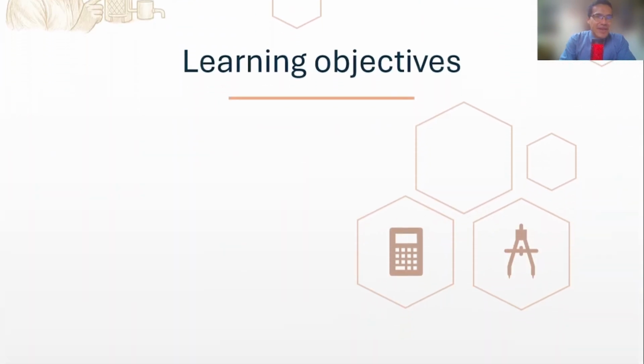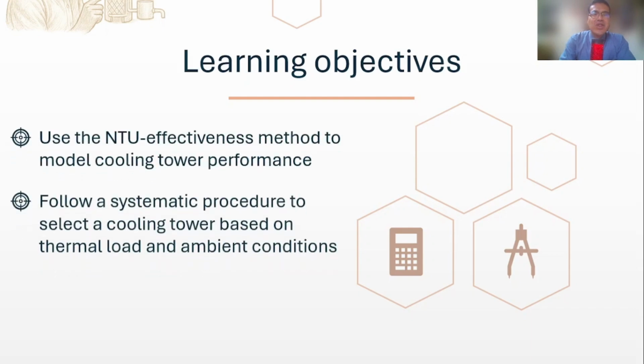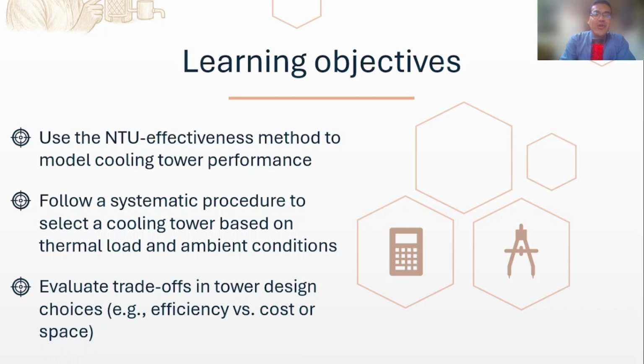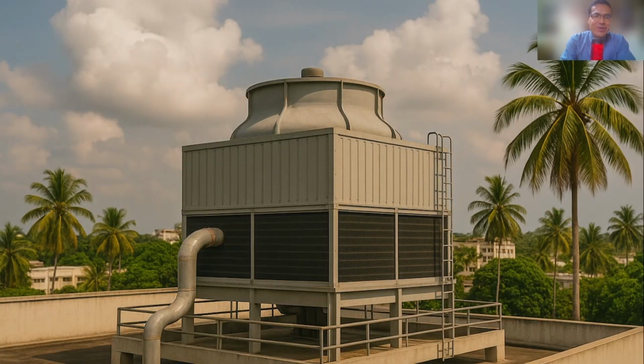By the end of this video, you'll be able to model cooling tower performance using the NTU effectiveness method, a structured tool to estimate heat rejection. You'll also be able to walk through a complete selection procedure, identifying the key steps required to size and configure a tower for a given application. And you'll be able to evaluate trade-offs, understanding how tower type, layout, and approach temperature affect both performance and cost.